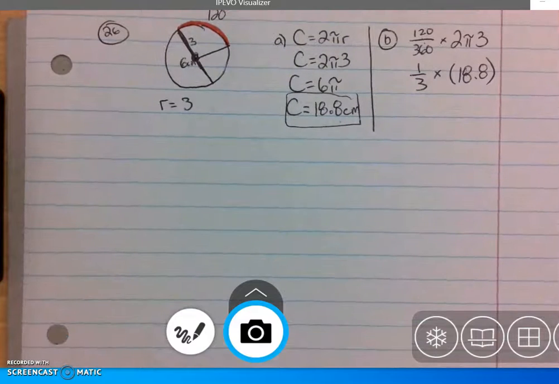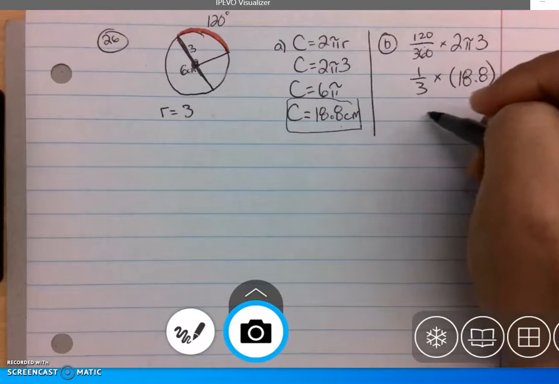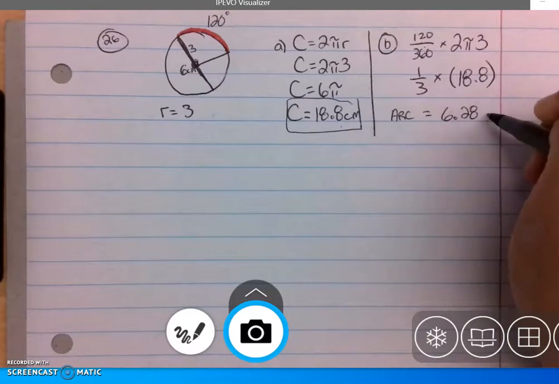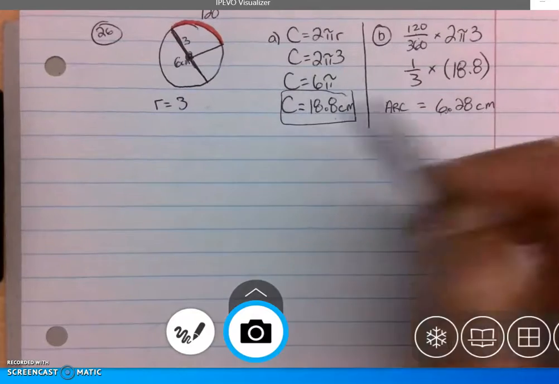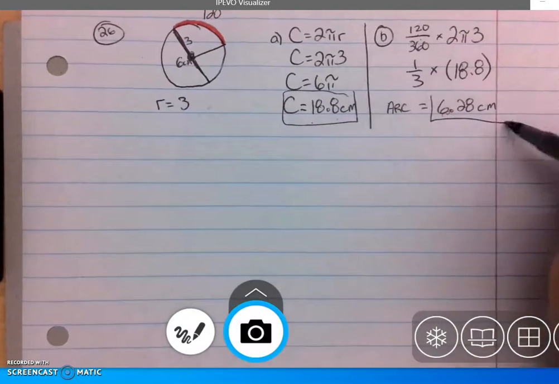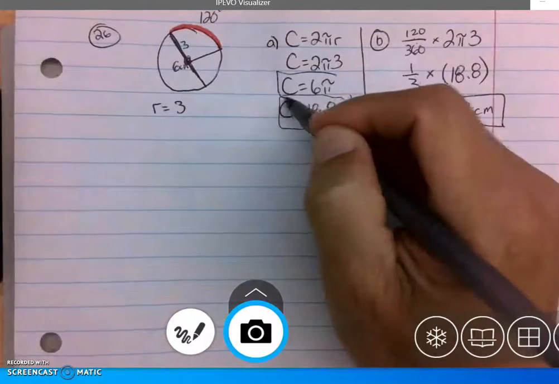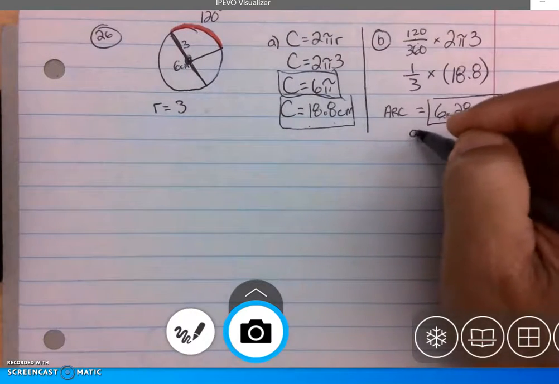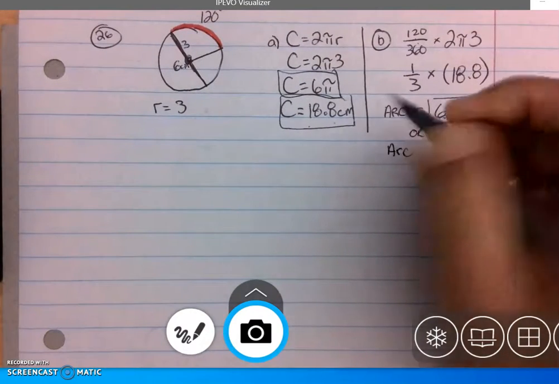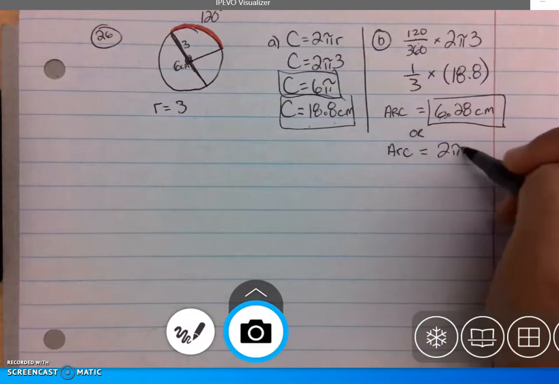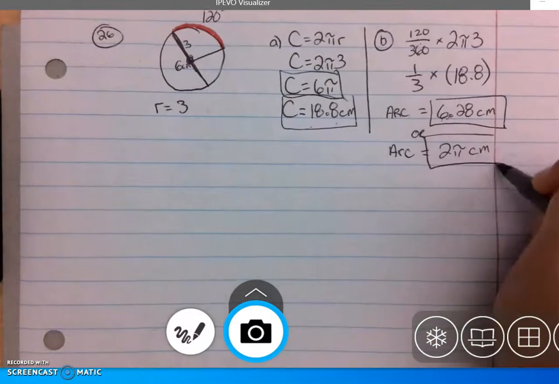And so this answer, the arc in red, will be approximately 6.28 centimeters. Okay, that is 1/3 of all the way around. If you want to leave it in terms of pi, it's 6 pi to get around. And so the arc could also be 1/3 of 6, which is 2 pi centimeters.